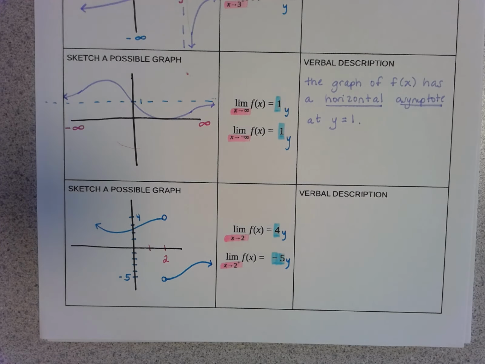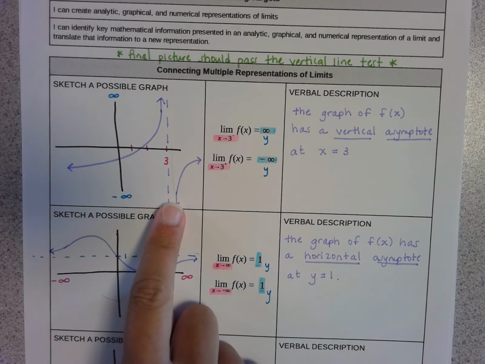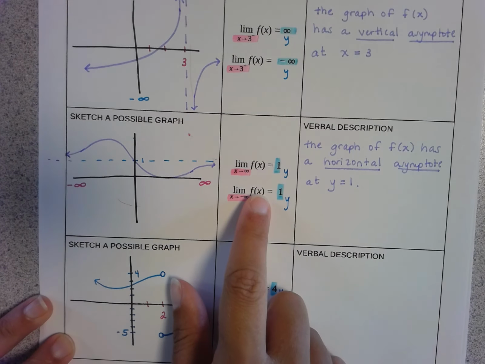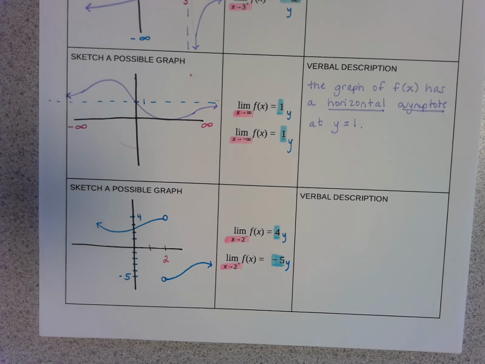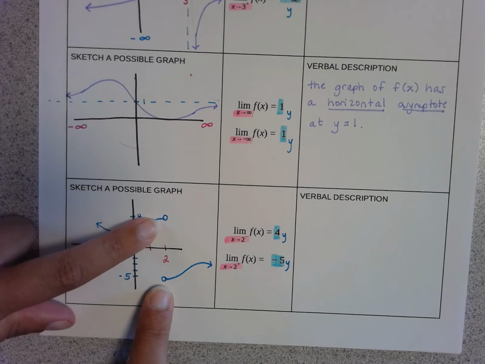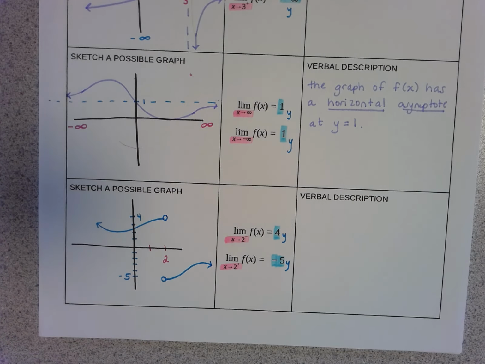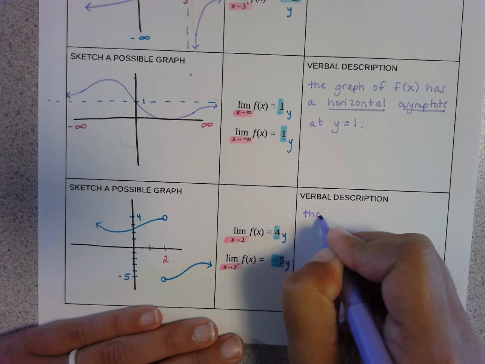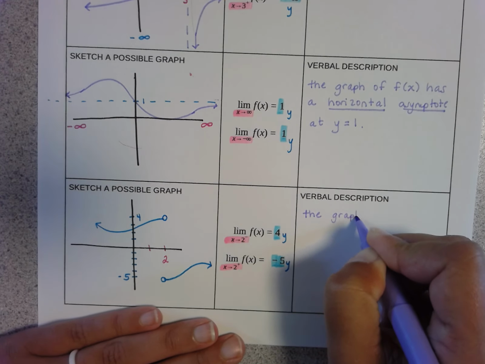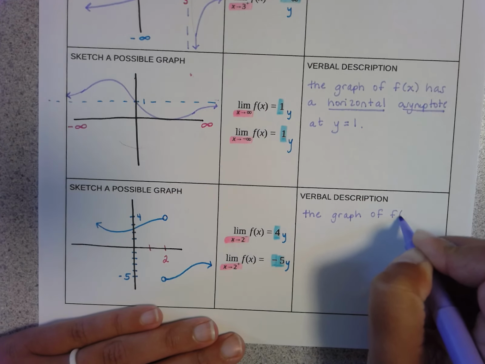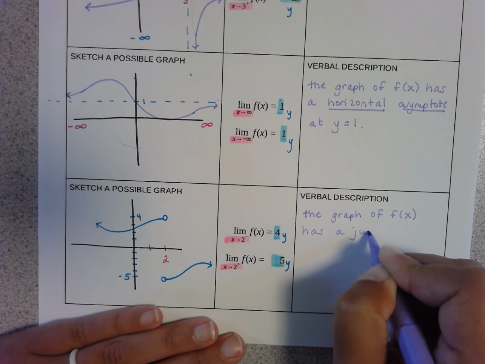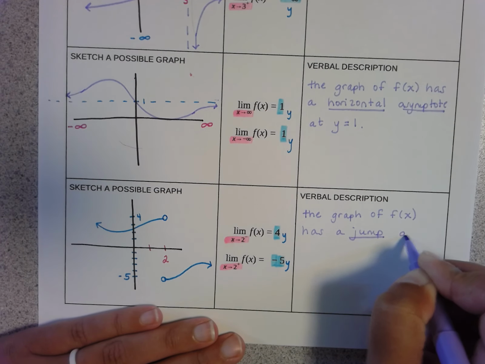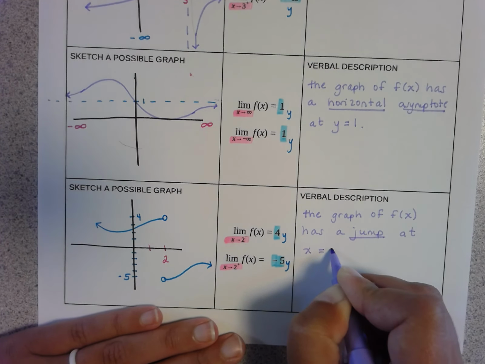Now that graph does not have an asymptote. You'll notice that we only have asymptotes when our y values are going to infinity or our x values are going to infinity. Here, nothing's going to infinity, so we're not talking about an asymptote. We're just talking about some sort of a jump in the graph. So we would say here, the graph of f of x has a jump at x equals 2.